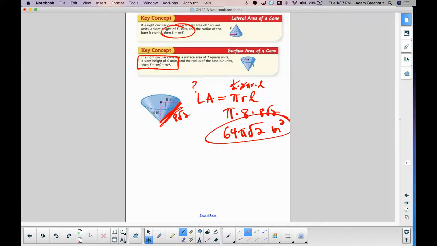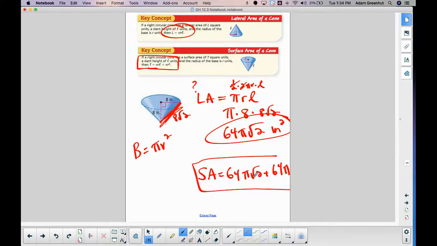We could also find the surface area. Yeah, let's go ahead. The surface area, well, I take that 64 pi root 2 and I add the area of the base. Well, area of the base is pi r squared. Don't forget, because it's a circle. So I get 64 pi, and I would just leave it.